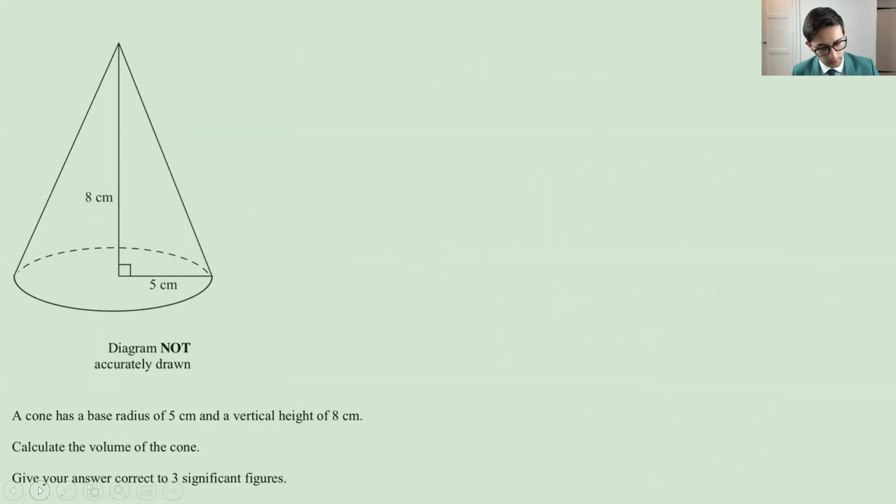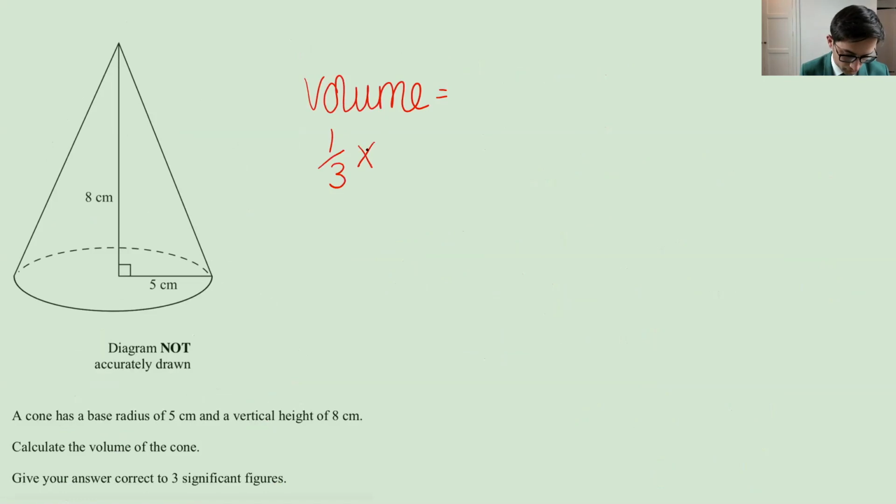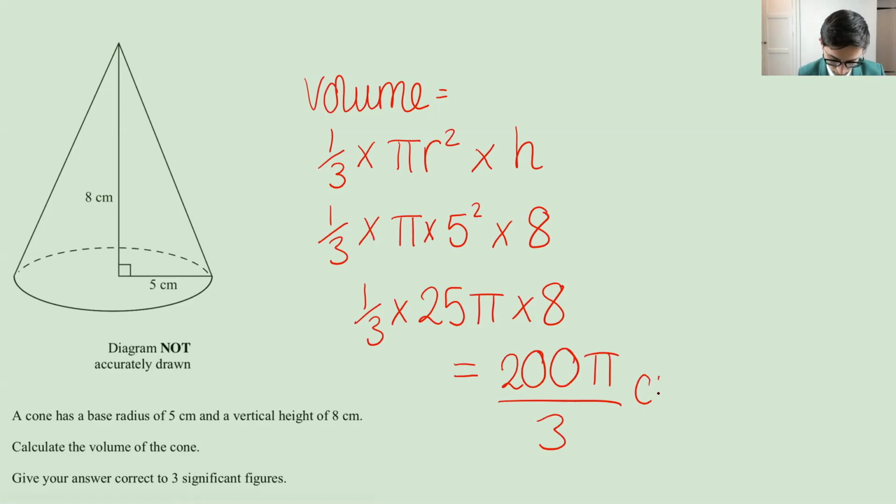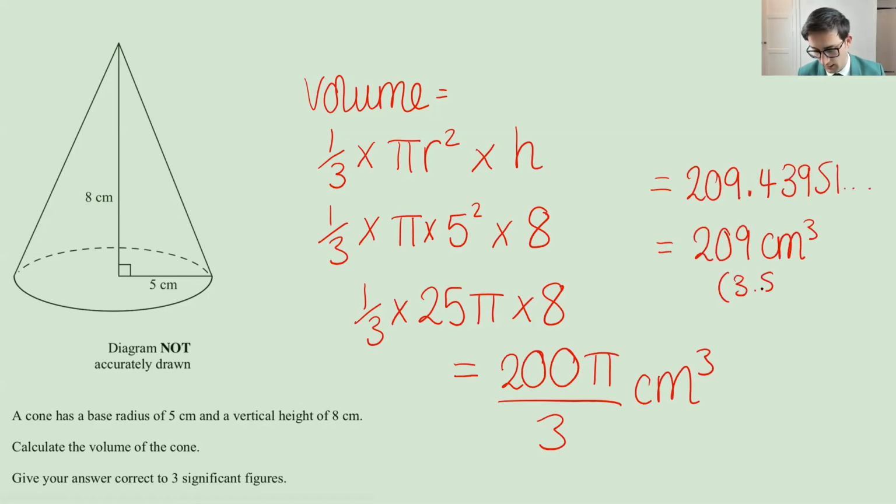Okay, here we go. So the cone has a base radius of 5 and a vertical height of 8 centimeters. Calculate the volume of the cone. So the way we're going to do this is the same formula, and it asks for the answer to 3 significant figures. So now the base area is pi r squared times h. Just be really careful that it's pi times r squared, not pi times r, and then square that. Brackets and maths are really important here. And that is the 3SF.